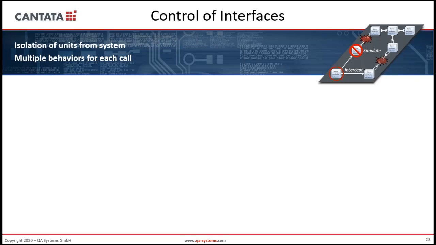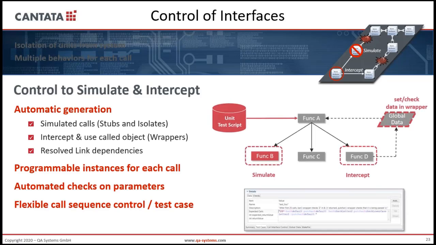Controlling interaction of code and tests with the rest of the system means not just simulation, but interception and use of real calls with different behavior each time the call is made. Cantata automatically generates simulations and interceptions for calls made by the code under test. Programmable instances with automated checks on parameters allow different behavior each time a call is made, and can additionally include any C or C++ code to add further behavior. Flexible call sequences in each test case can verify the exact order in which these calls are made.